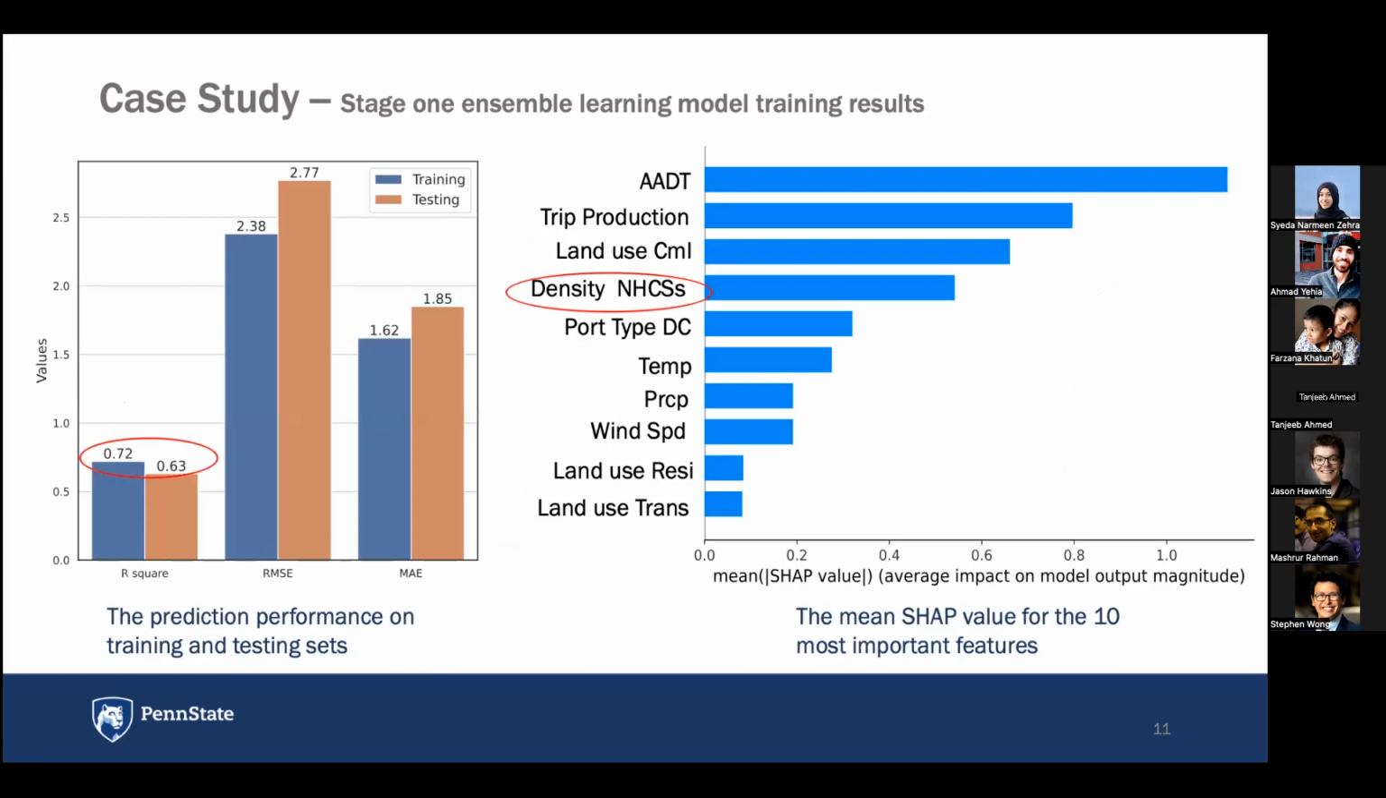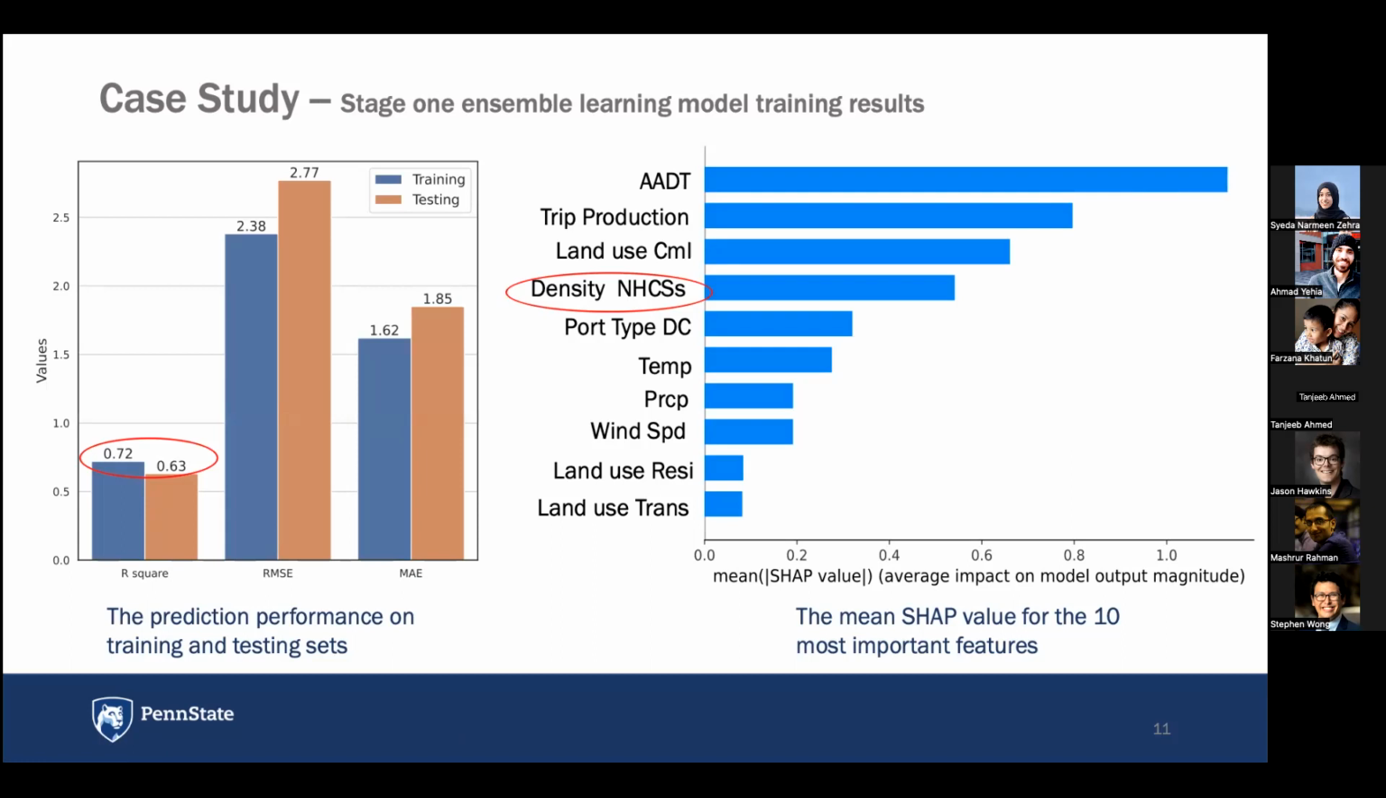Here is the training result of the stage 1 ensemble learning model. As shown in the left figure, the R-squared values are 0.72 and 0.63 on the training and testing subsets, respectively. Thus, the model performance is satisfactory in generating accurate charging demand prediction values.